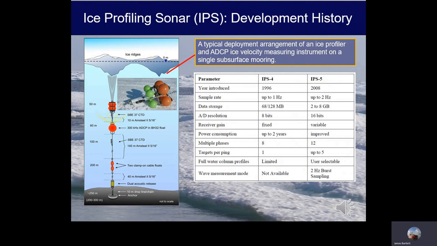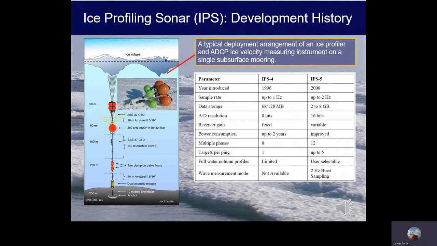ASL's ice profiling sonar is a single frequency sonar device that sits on the ocean floor or in a taut line mooring configuration, like you see in the diagram to the left. It's used to measure ice draft, and it was first developed at the Institute of Ocean Sciences in Canada. Following that, further research was done by ASL to develop and commercialize the product. The first commercial use of the ice profiler was in 1996 out of Russia off Sakhalin Island.